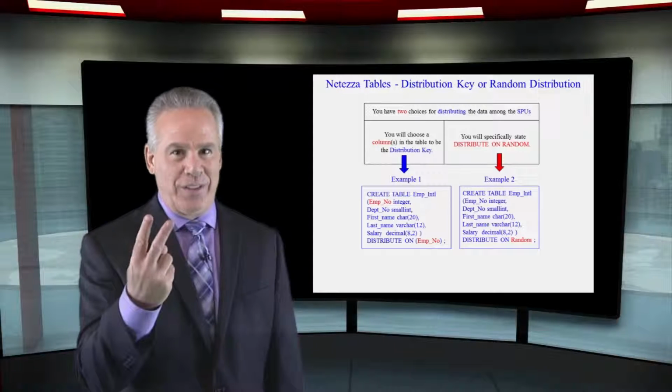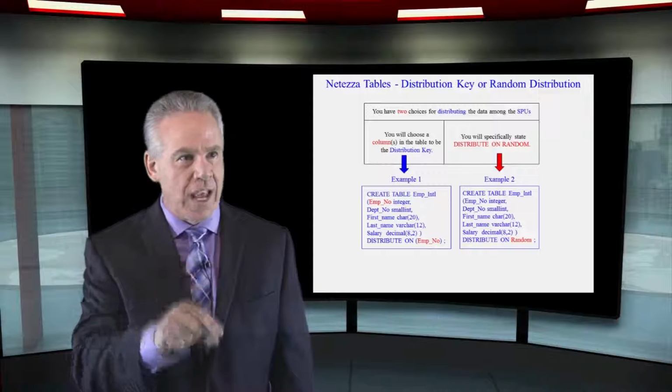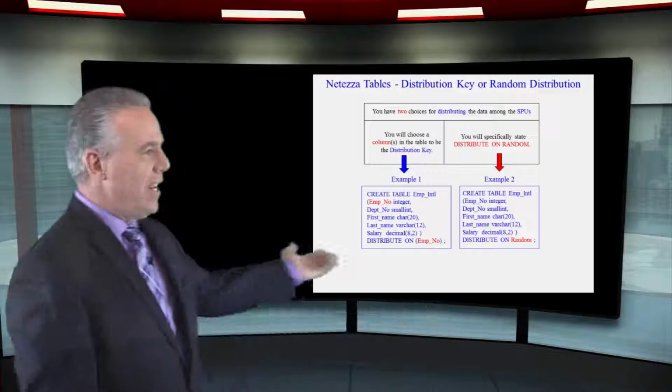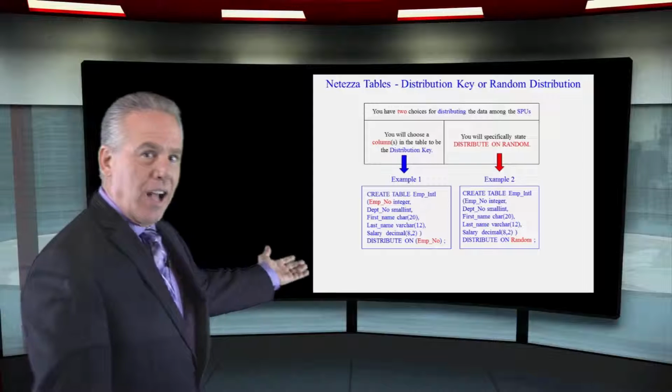You've got two options. Option number one is to pick one of the columns in the table and say, I want that to be the distribution key. And you can see that here in this first example. We're distributing on that column.